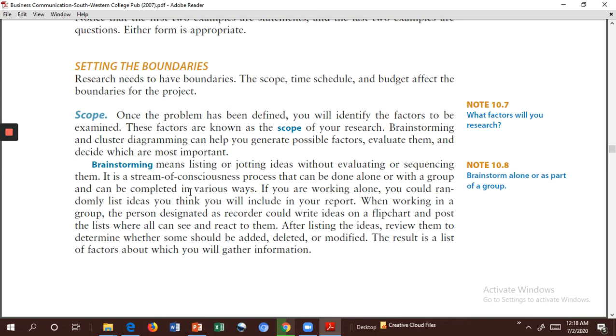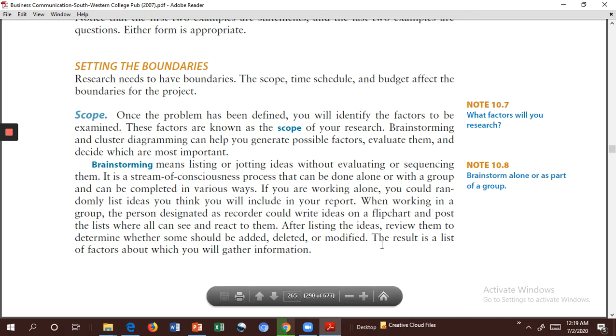So it is a stream of consciousness process that can be done alone or with a group, and can be completed in various ways. If you're working alone, you could randomly list ideas you think you will include in your report. When working in a group, the person designated as a recorder could write ideas on a flip chart and post the list where all can see and react to them.